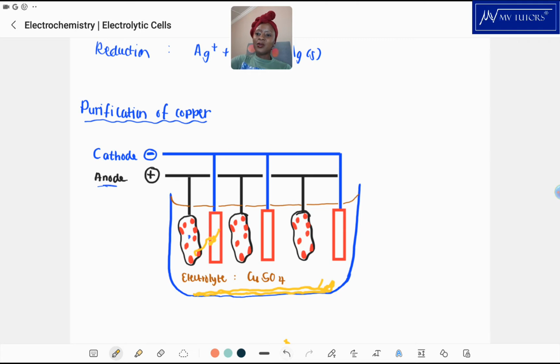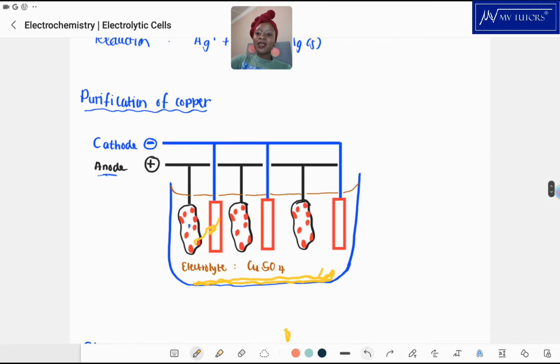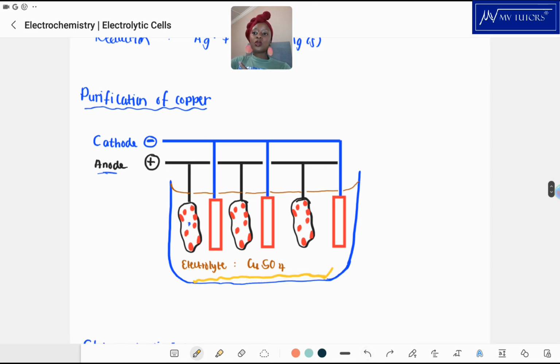Ooh, what is my pen doing? So yeah, those impurities will not be reduced. They will not form part of this pure copper that we're trying to get out. So they will come here and settle at the bottom, and they will be taken and purified by themselves. So that's what happens to the impurities.